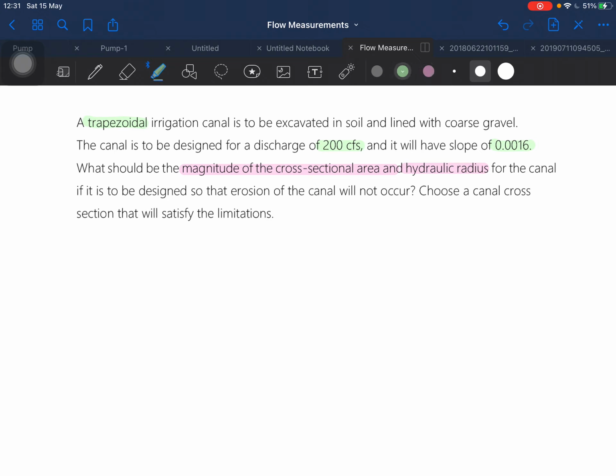Erosion is like, what is it? It's the sand or the ground. No, the sand or the land is like falling apart. Yeah. So what if you don't want to have the erosion? So choose a canal cross section that will satisfy the limitation. So it's basically trying to solve an equation using the solver again. This is my prediction. Okay, so now let's start working on this exercise together.